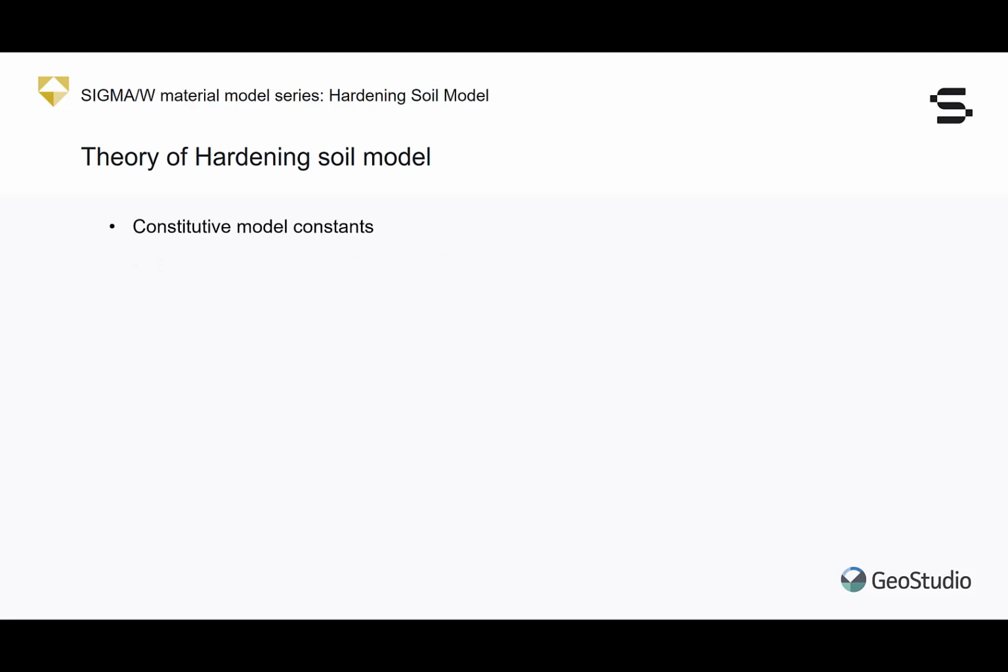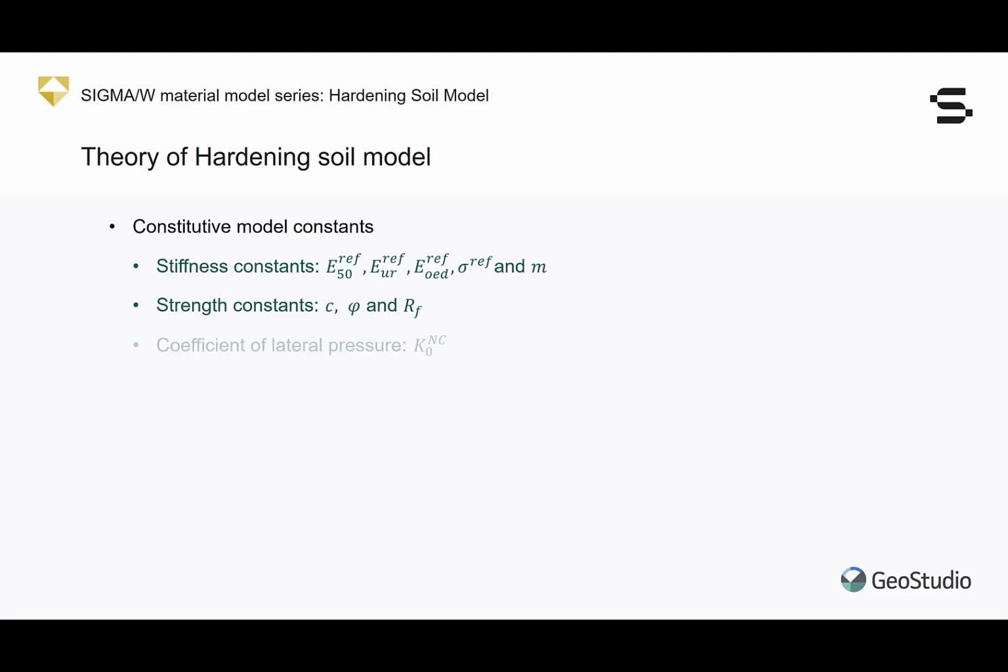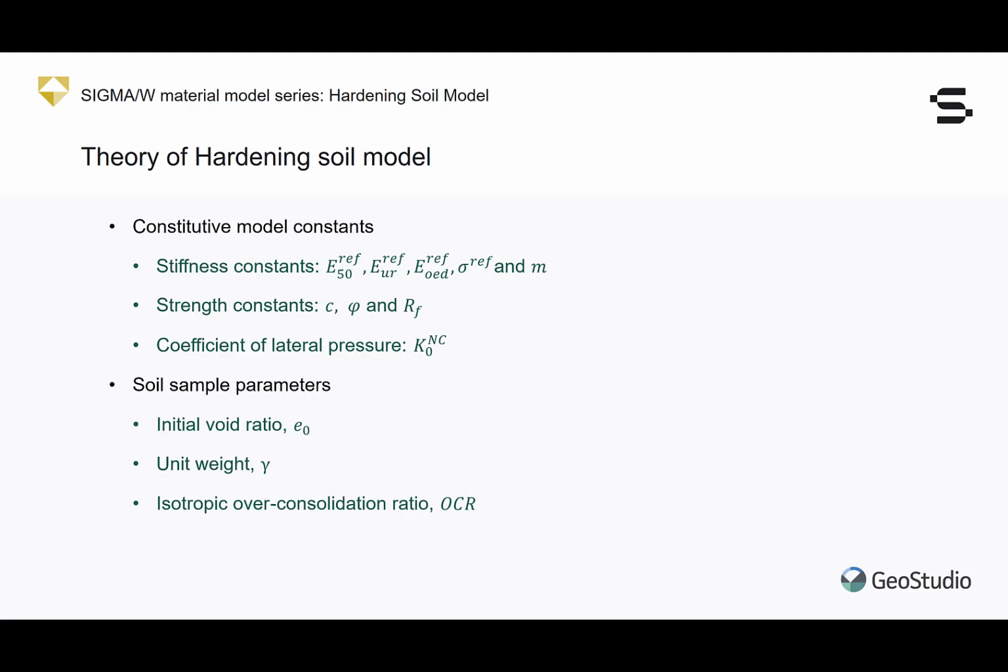To summarize, the hardening soil model requires 3 stiffness constants, a reference stress, and an exponent m. The strength constants are the friction angle and cohesion, and the failure ratio R subscript F, and the coefficient of lateral earth pressure. Some other parameters will also be needed to describe the initial condition of a specific soil sample. These include the initial void ratio, the unit weight of the soil, and an isotropic overconsolidation ratio, which we'll touch on briefly in the subsequent slides.